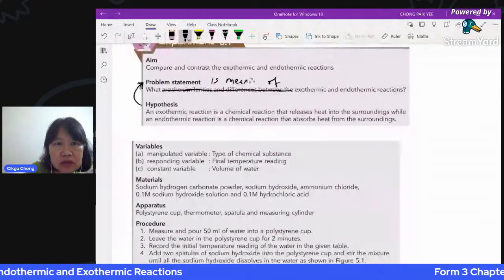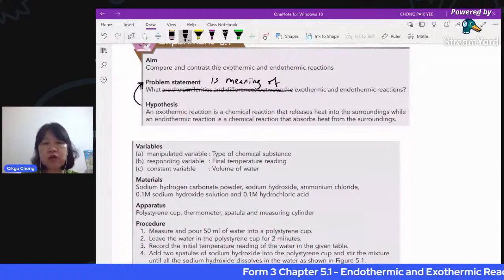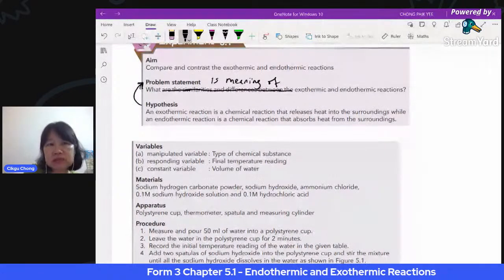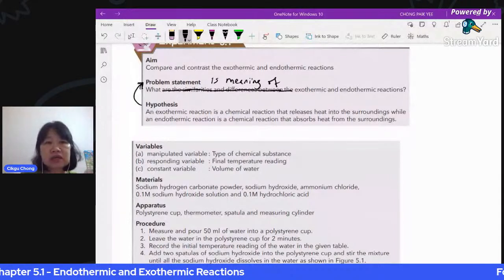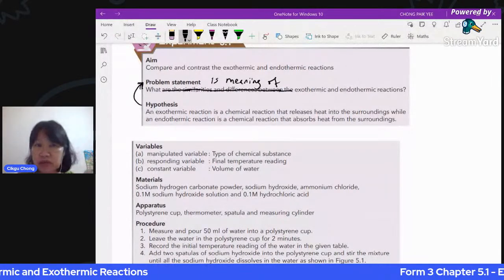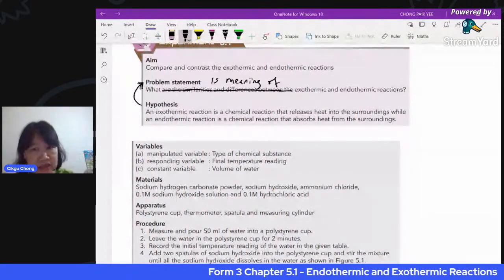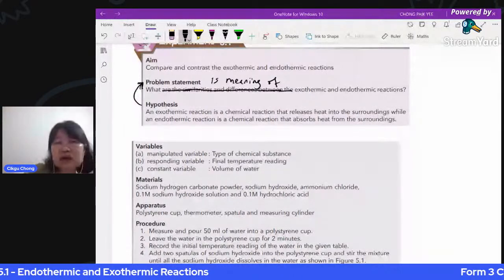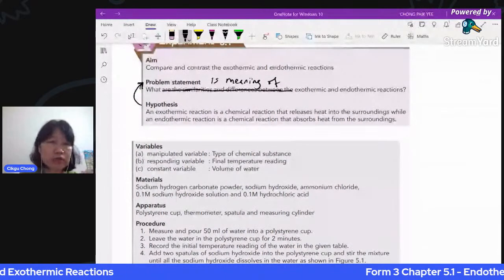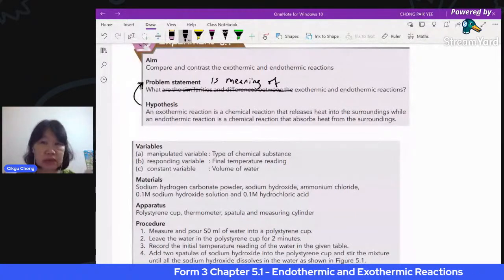Okay, so because this hypothesis doesn't answer the problem statement, that's why I want to change it. For usually hypothesis will try to answer the problem statement. So if it doesn't match, that means something is wrong somewhere. Okay, so problem statement is what is the meaning of endothermic and exothermic reactions? So exothermic reaction is a chemical reaction which releases heat into the surrounding, while endothermic reaction is a chemical reaction which absorbs heat from surrounding. Okay, it doesn't answer the similarity and differences, so I would change it because it should match. Your problem statement should be able to be answered by your hypothesis.